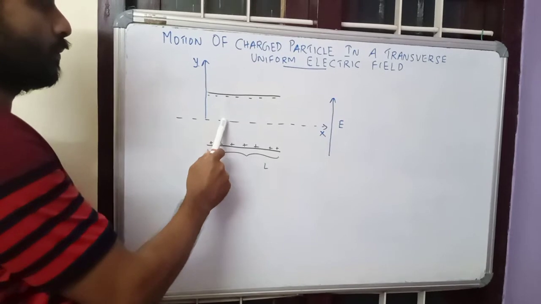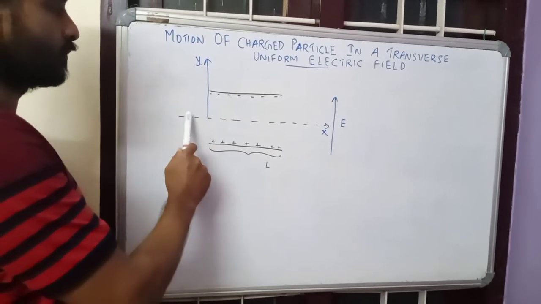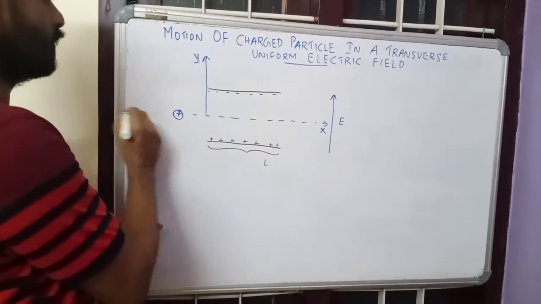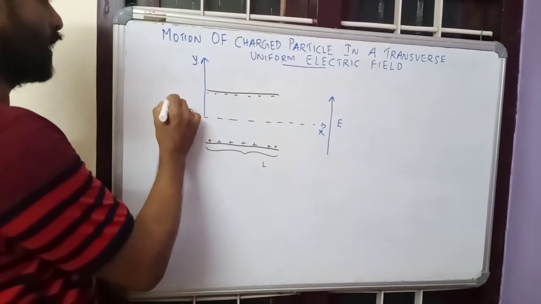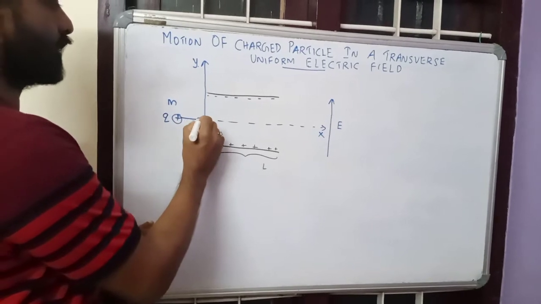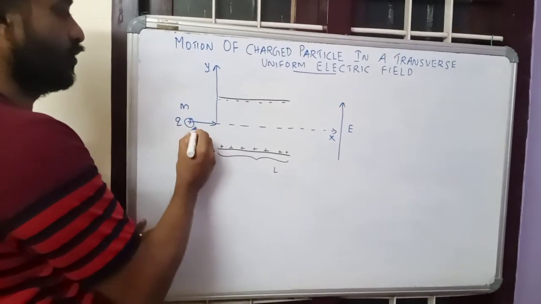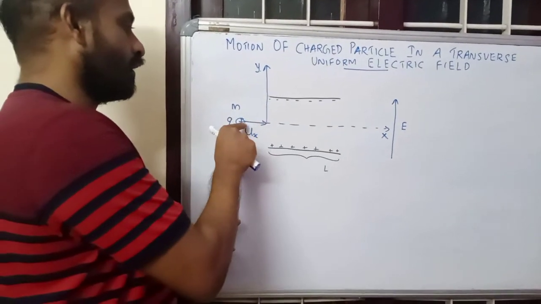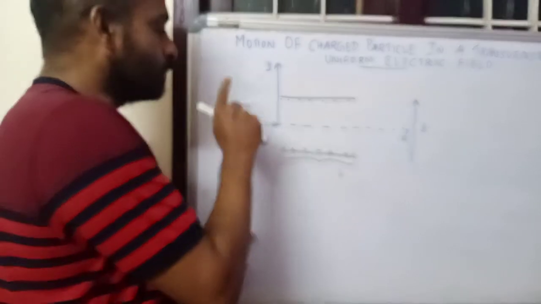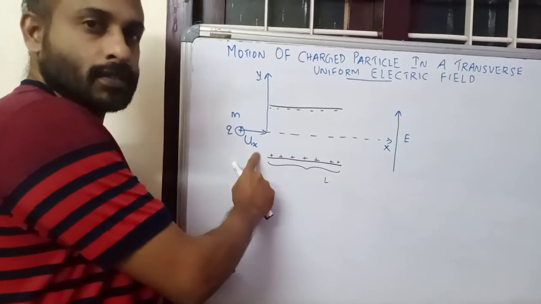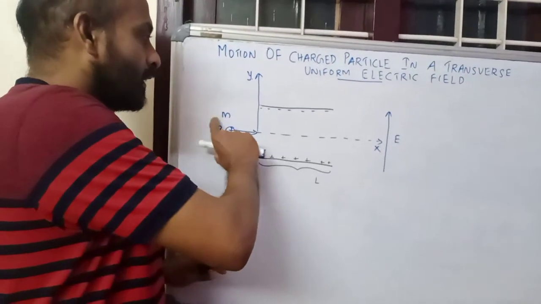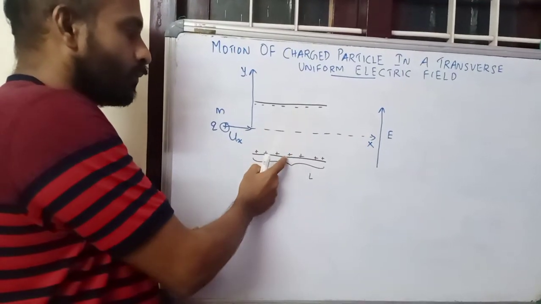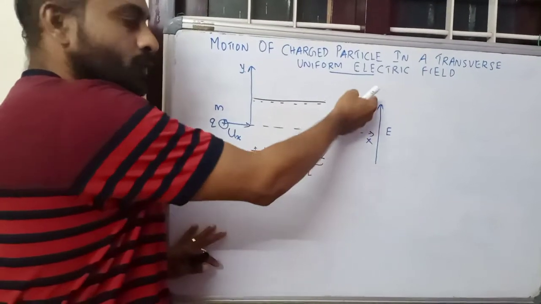So at the midpoint of these two sheets, I have a charged particle, a positively charged particle having charge Q and mass M. It is moving along the x direction with an initial velocity ux. So this particle with a charge plus q moving with initial velocity ux is going to enter the electric field region. Between the plates there is an electric field that is from positive to negative charge. This is the direction of the electric field.